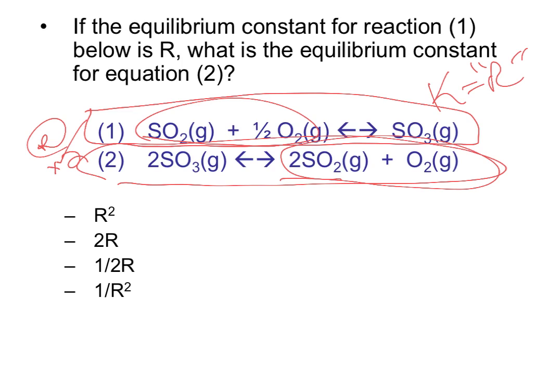Let's go ahead and manipulate K one at a time. I'm going to do the reversal first. So the original equilibrium constant was R. When I reverse the reaction, it becomes 1 over R. But now I've also multiplied all the coefficients by 2. So the final change to K is 1 over R squared.